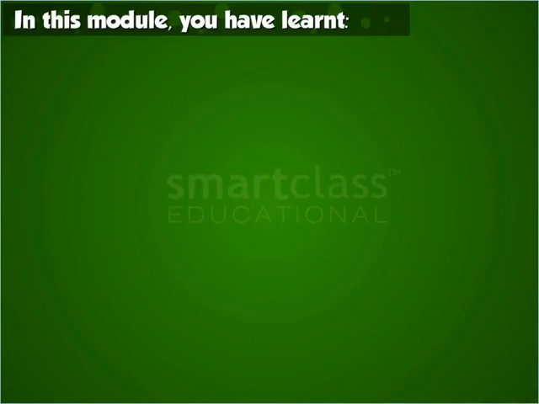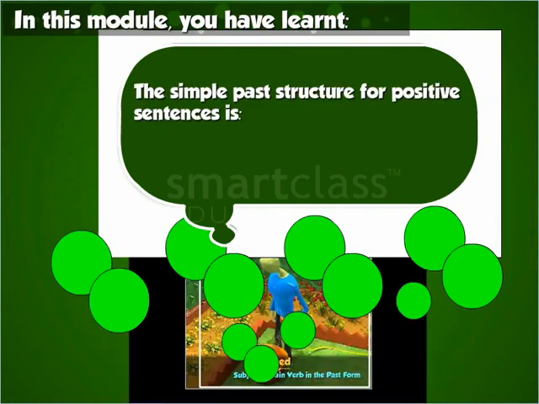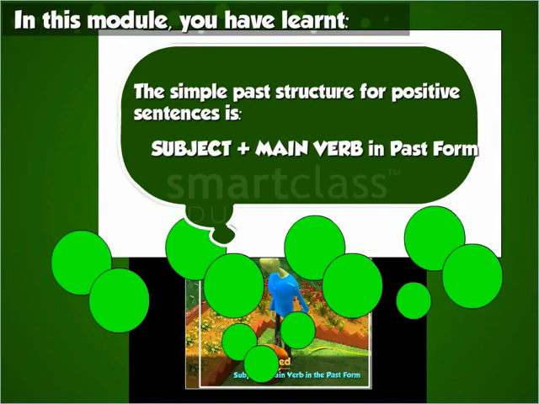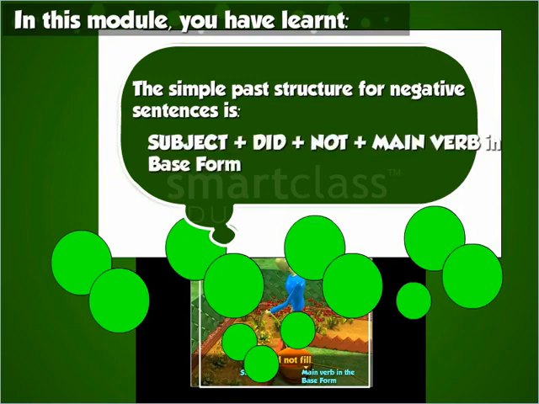In this module you have learned that the simple past describes actions that happened at a specific time in the past. The simple past structure for positive sentences is subject plus main verb in past form. The simple past structure for negative sentences is subject plus did plus not plus main verb in base form.